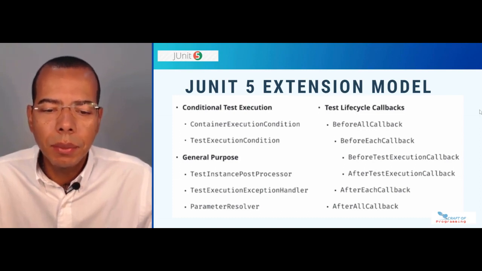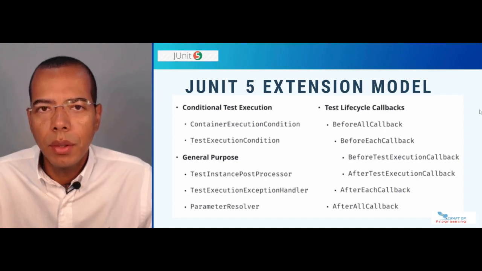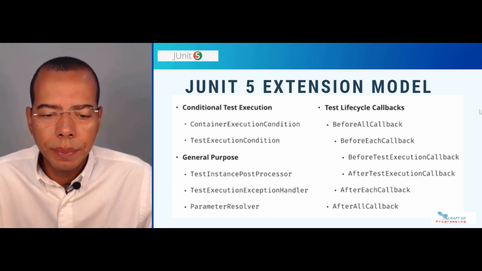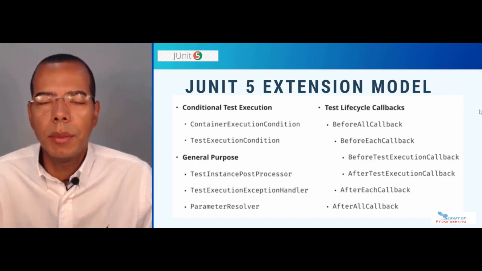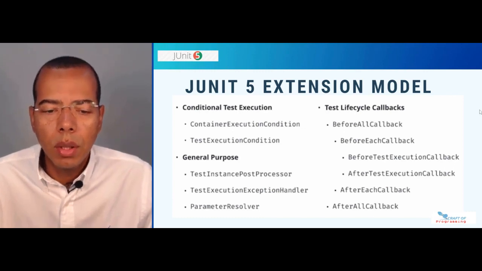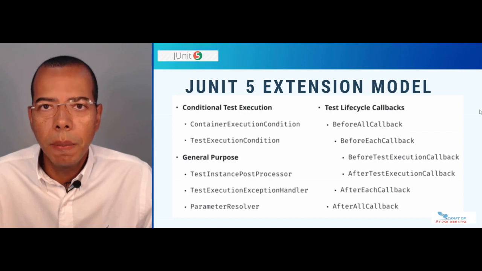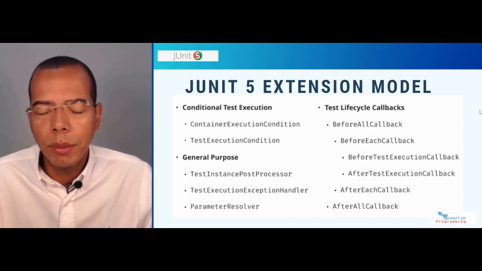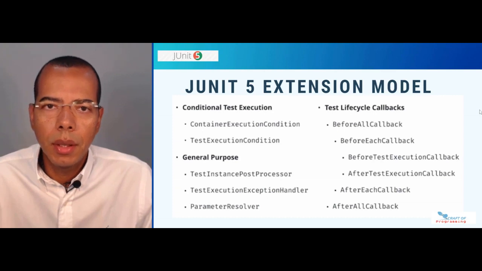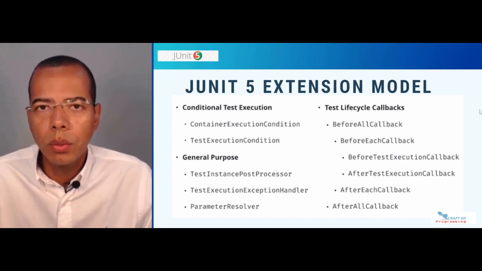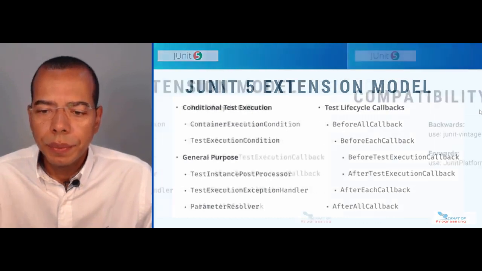The general purpose test instance post-processor is the behavior or callback that is called after a specific instance of a class runs. Test execution exception handler is basically a callback or a handler for exceptions that are thrown by any test. And parameter resolver, as the name implies, is a mechanism for you to customize the parameters that you can inject onto a JUnit 5 test method. And the test lifecycle callbacks, as you can see, are basically tied to the main lifecycle of JUnit 5, which we're going to cover.